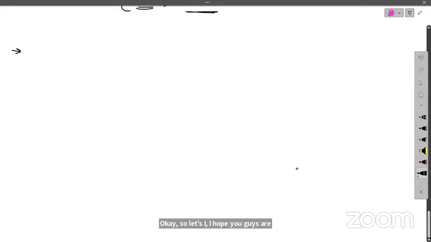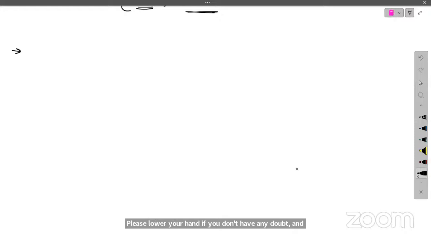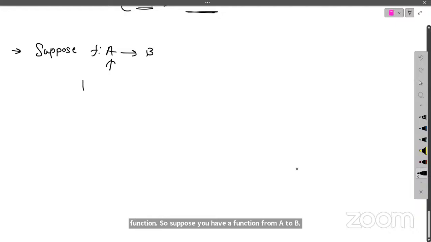So I hope you guys are familiar with the definition of a function. Please lower your hand if you don't have any doubt, and then we'll move to one-one and onto functions. Before that, I'll introduce what is the domain of a function and the codomain of a function. Suppose you have a function from A to B, then this set A is known to be the domain of the function, and this set B is known to be the codomain of the function.